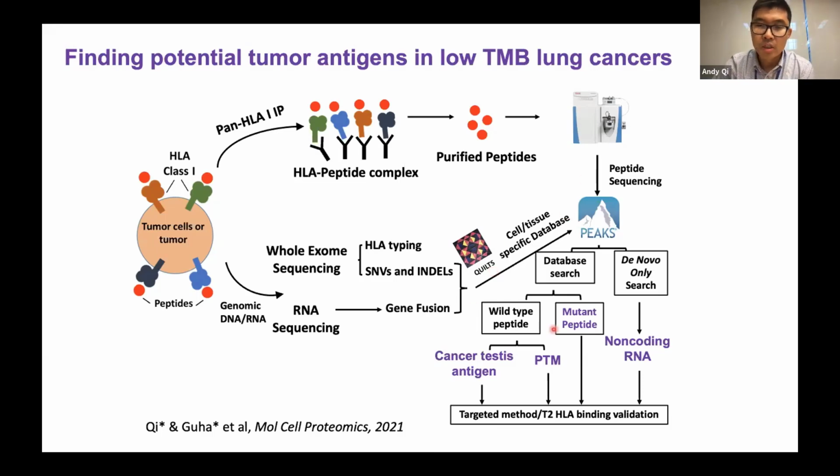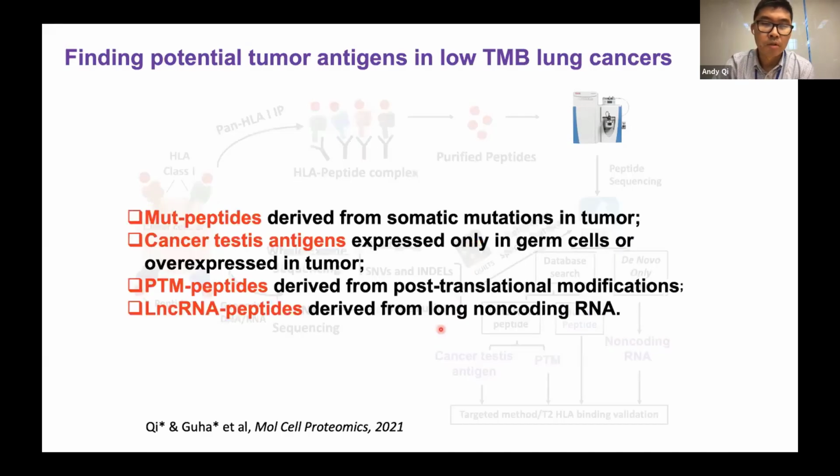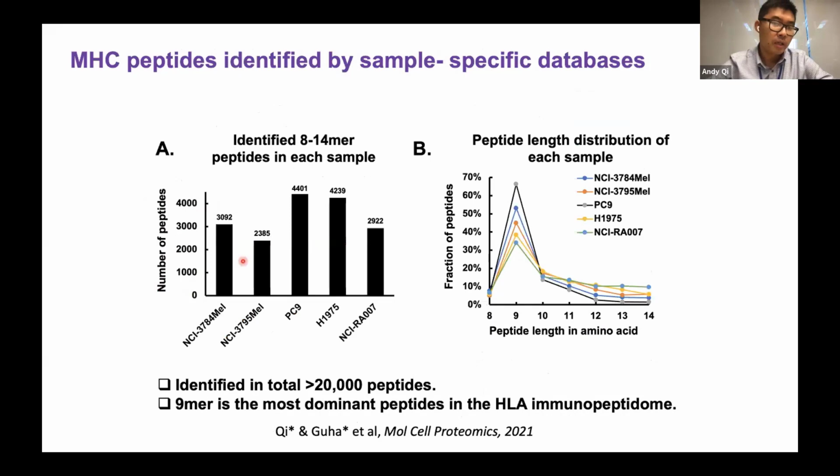And for this particular pipeline, I'm going to emphasize 4 different categories. One is the mutant peptide derived from somatic mutation in tumor. The second category is the cancer testis antigen. And I also want to touch a little bit on PTM peptides and RNA-derived peptides. First, we want to QC our data, to check whether we are actually finding class 1 peptides. That's the first thing we did.